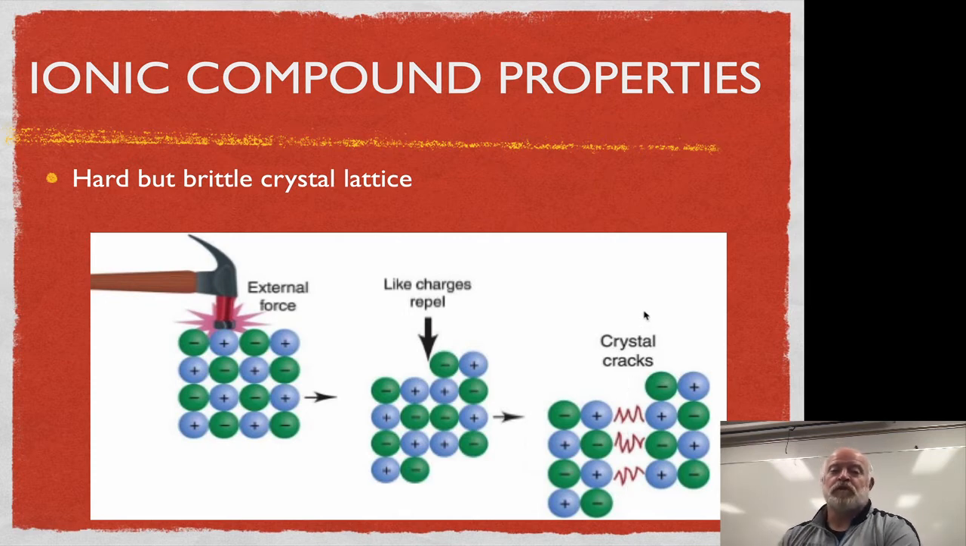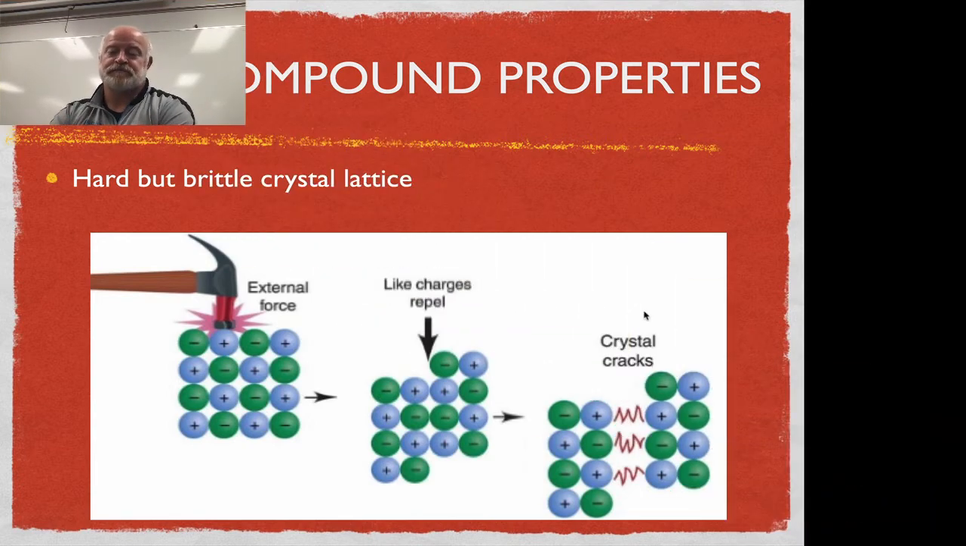So as a result, we don't get a lot of flexibility in our ionic compounds. They're very hard, but they're not very flexible. They're not ductile. They're not malleable, okay? So they shatter or they crack very easily.